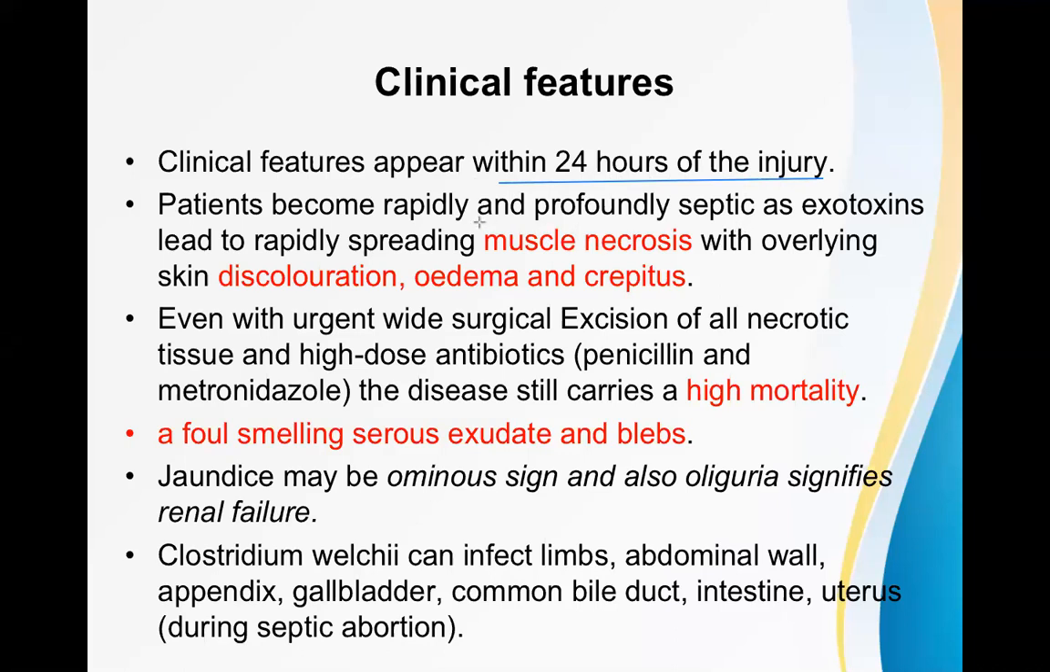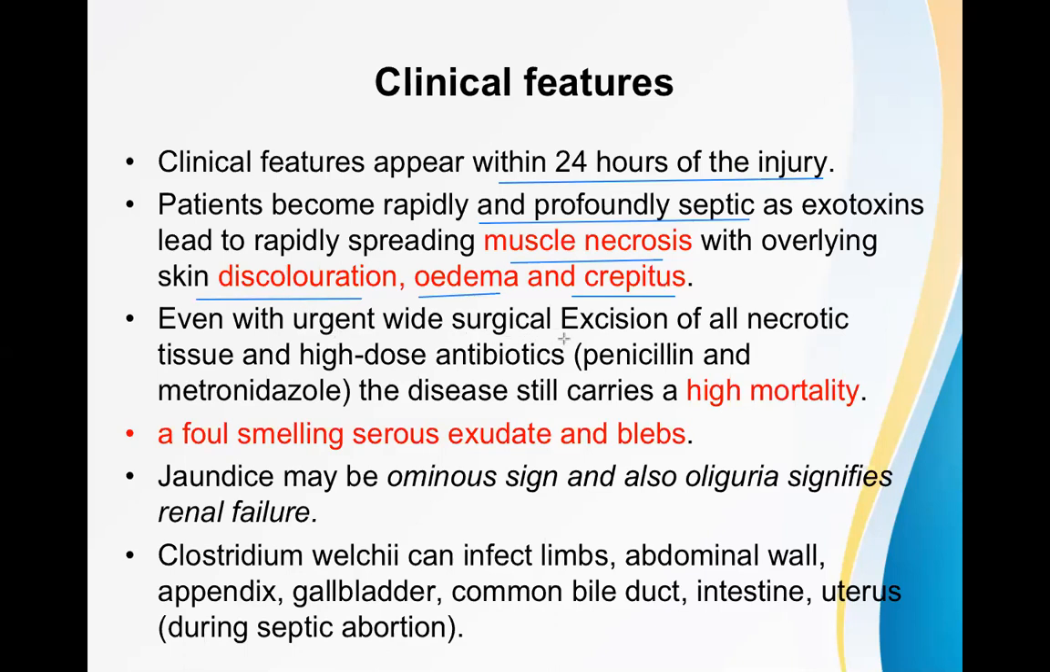The patient becomes rapidly and profoundly septic as those exotoxins lead to rapidly spreading muscle necrosis with overlying skin discoloration, edema, and crepitus. This is the most important clinical feature. There is rapid death of the muscle. The skin gets discolored, that is black in color. It is edematous, and there is a collection of gas, which is known as crepitus.